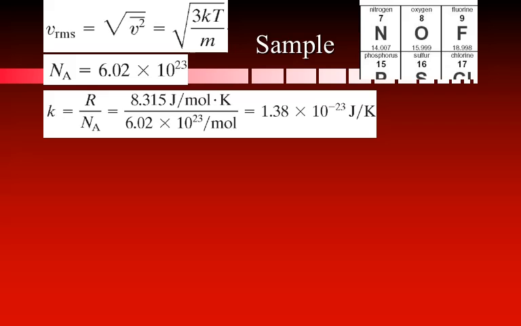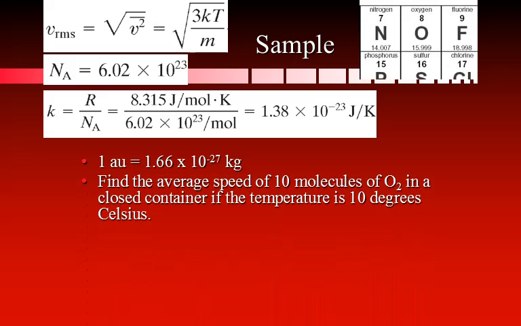So let's do that. Let's say 1 U, or atomic unit, is 1.66 times 10 to the negative 27th kilograms. Find the average speed of 10 molecules of O2 in a closed container if the temperature is 10 degrees Celsius. This is more just practice using these numbers. How realistic this is may not be so realistic, that's okay, but we can practice this. Go ahead and pause the clip and give that a try. When you're ready to check, hit play to continue.